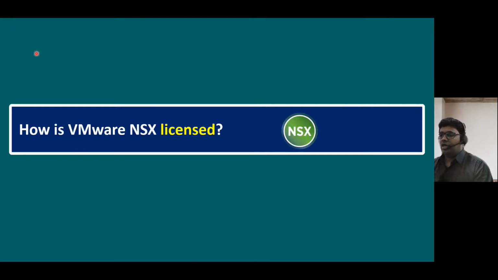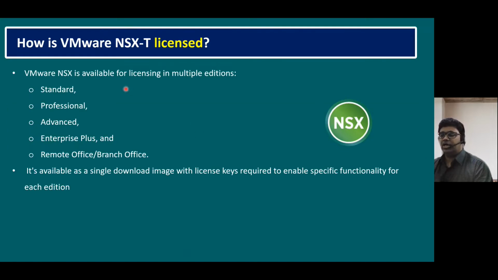Now, how is VMware NSX licensed? Same like vSphere, the VMware server virtualization product, which has licenses like standard, advanced, enterprise and enterprise plus, our NSX also has a licensing mechanism. VMware NSX is available in multiple editions: standard, professional, advanced, enterprise plus, and ROBO. ROBO means remote office, branch office. In general, standard means the basic features, and advanced and enterprise plus come with advanced features. That is the main difference, but I will cover the licensing features in detail in later sessions.